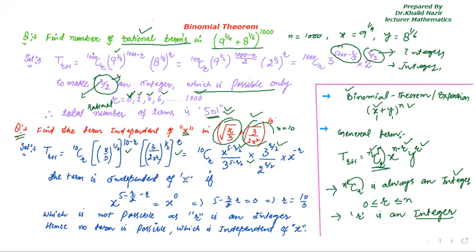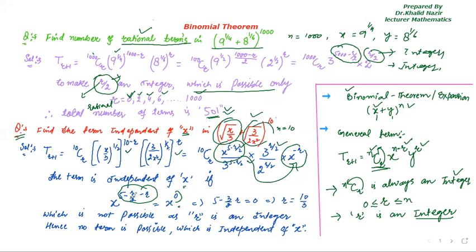Now the term is independent of x, right? It is only independent of x when, see here, this is x and this is x. When x is raised to power 0, that is x raised to power 0, which is actually 1, right? It would be like that.